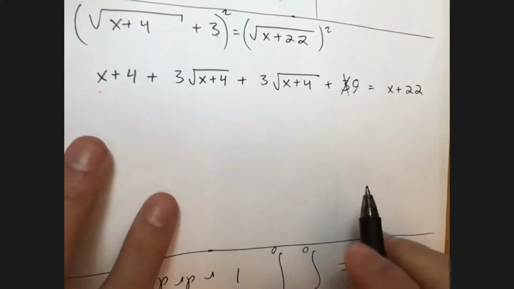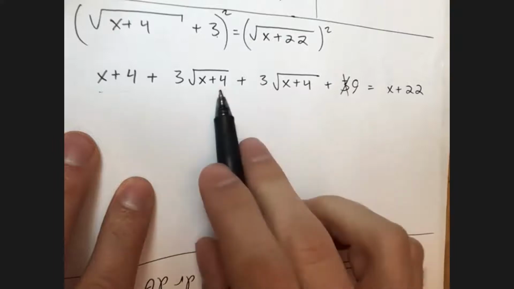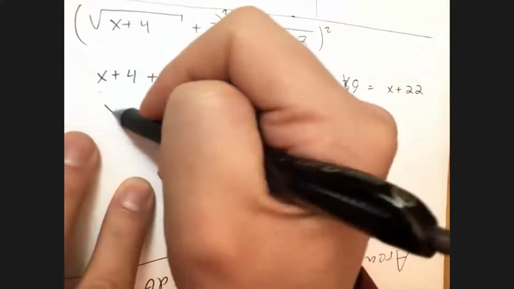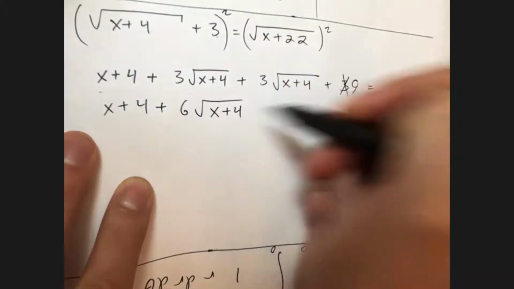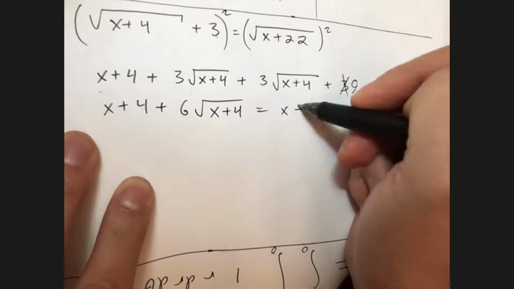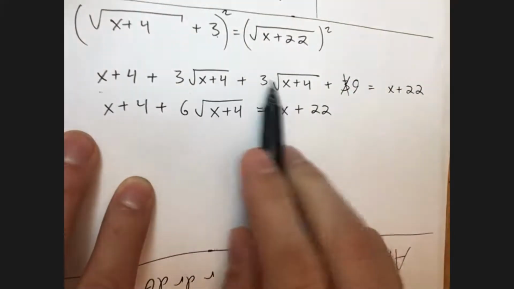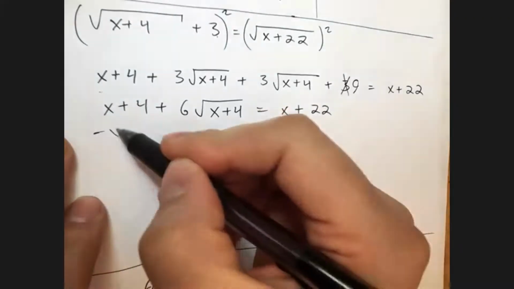So now I want to isolate these radicals. All right, well, I can combine these. All right, so this is x plus 4 plus 6 root x plus 4 equals x plus 22. Just combining these two terms. And then I can subtract x from both sides.